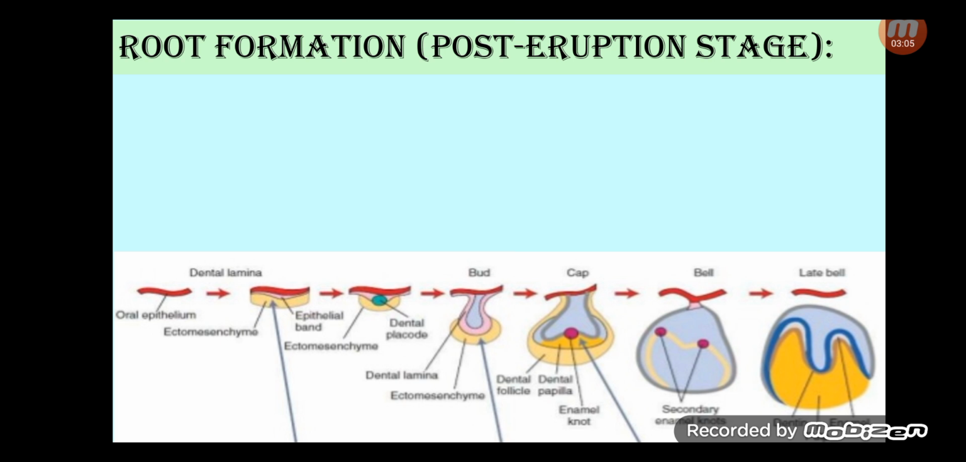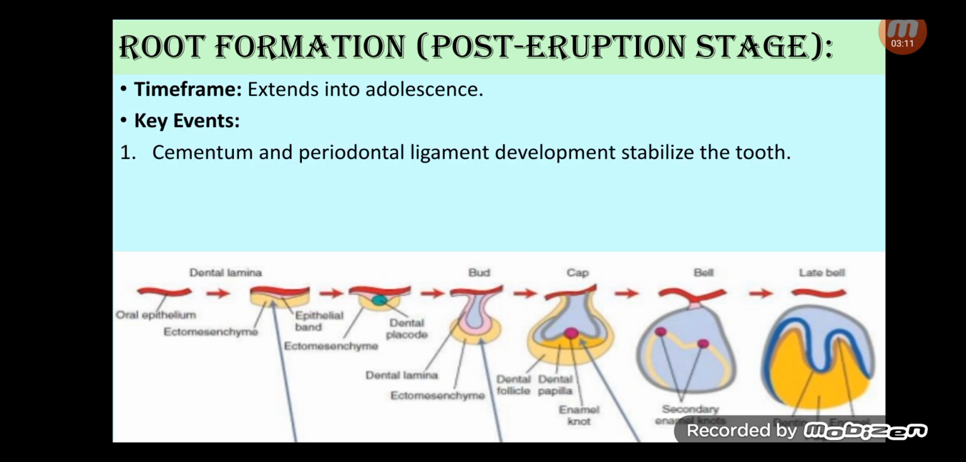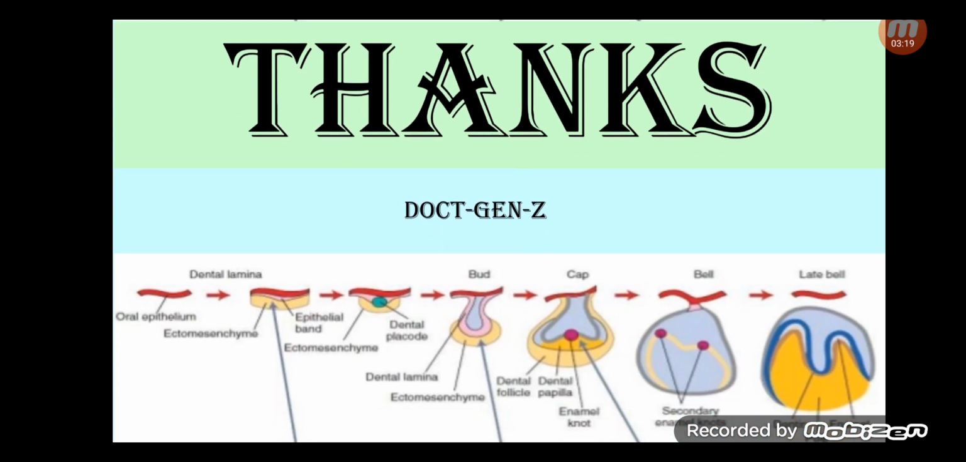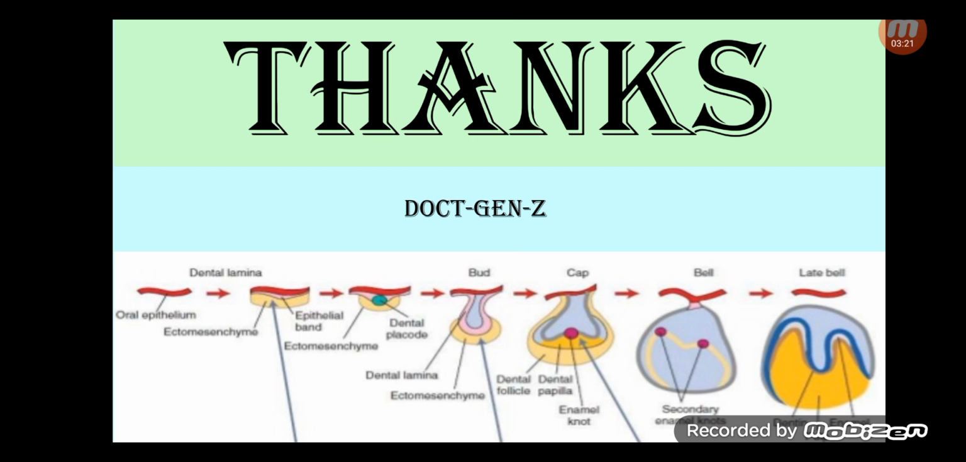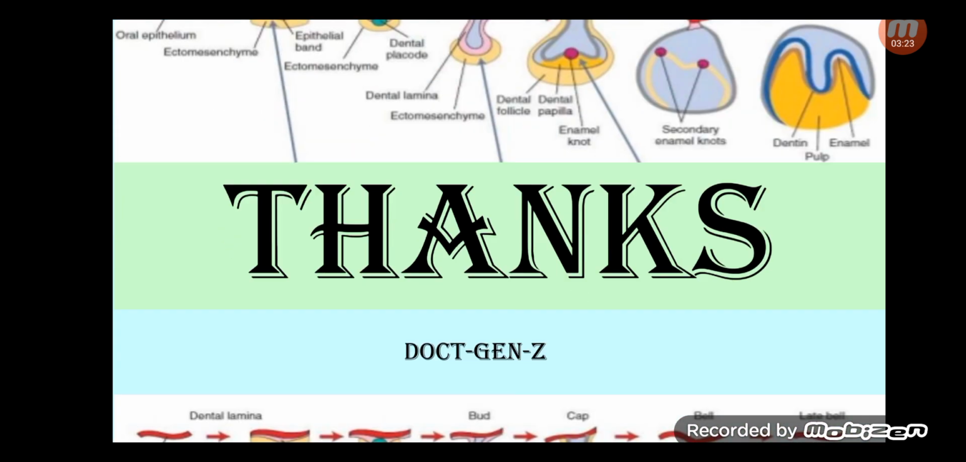The next stage we have is the root formation stage or post eruption stage. The time frame is that it extends into adolescence. Key events that happen during this are that the cementum and periodontal ligament develop, stabilizing the tooth. Growth of the root continues to support and anchor it. So this was all about the stages of tooth formation.